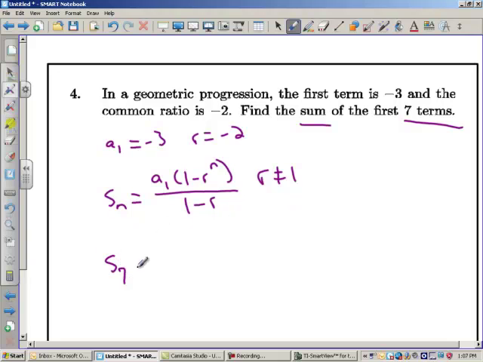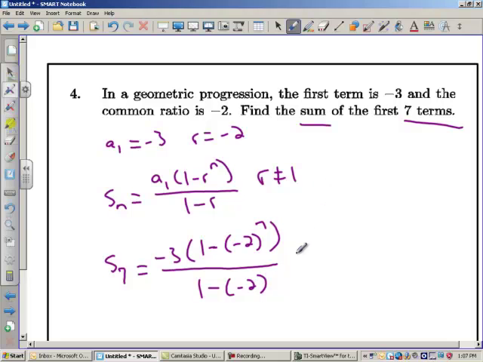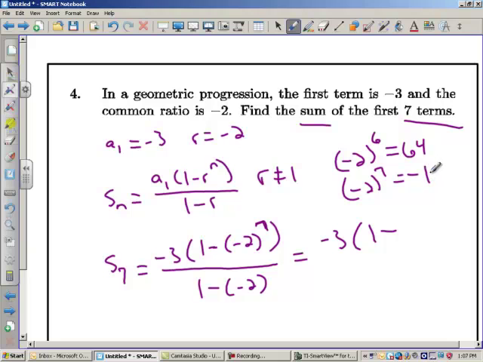So we want the sum of the first 7 terms, and we know the first term is negative 3. We know the common ratio is negative 2, and we're raising this to the 7th power, and we're going to divide this by 1 minus our common ratio, so 1 minus negative 2. So let's clean this up just a little bit. This is negative 3 times 1 minus. Now negative 2 to the 6th, I know, is 64. So negative 2 to the 7th is going to be negative 128. It's negative because we're raising it to an odd power. So I'm going to have negative 128 for negative 2 to the 7th. And I'm dividing this by 1 minus negative 2, which is 3.